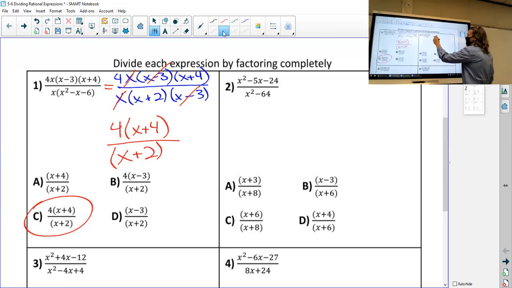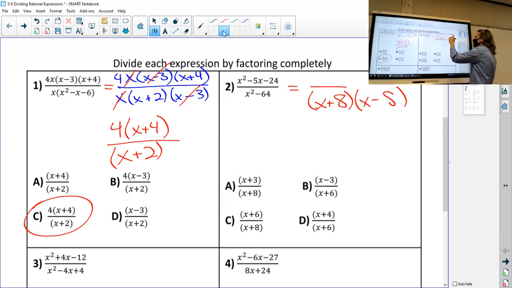So I will remind you, in case you forgot, anytime you see x squared minus a number, if that number is a perfect square, which 64 is, right? 8 times 8 is 64. That's always going to look like x plus the square root of that times x minus the square root of that. So you can always factor if you just see x squared minus some kind of perfect square.